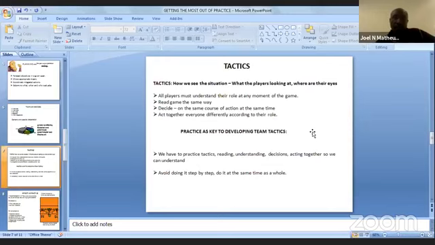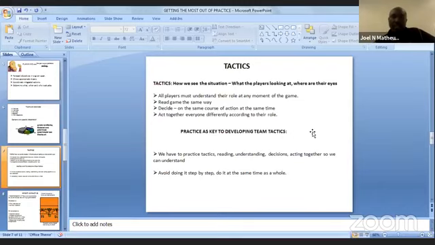And we want to say that all players must understand their roles at any moment of the game. It's very crucial for coaches to teach the players to know their roles. You cannot remain on the court without a role. The space for a volleyball player is relatively small compared to other sports. And without understanding your role, to be able to communicate, it's very difficult as a player to execute a better tactical aspect.